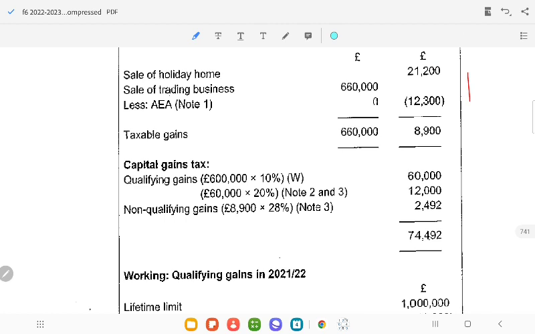On this 6 lakh, the rate of tax would be 10%, while the excess 60,000 will attract a 20% tax rate. As for the asset that won't qualify for BADR relief, this is residential property, which is why it attracts tax at the rate of 28%.